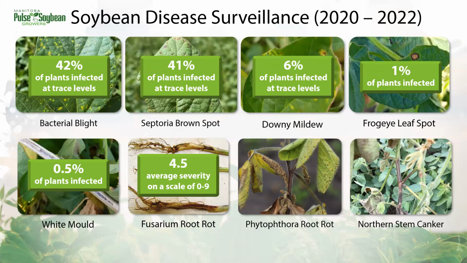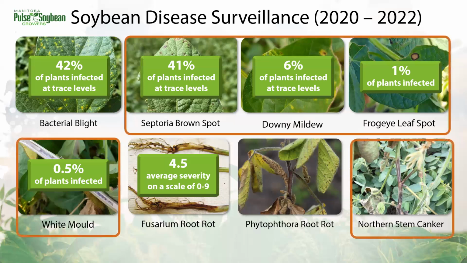Fusarium root rot severity in the last 3 years has averaged 4.5 on a scale of 0 to 9, meaning there's a lot of fields where yield is actually impacted by this root rot. And for Phytophthora and northern stem canker, I don't have the data for their infection levels within the field yet. But today we are talking about foliar fungicides, which means we're targeting these fungal diseases highlighted in orange.